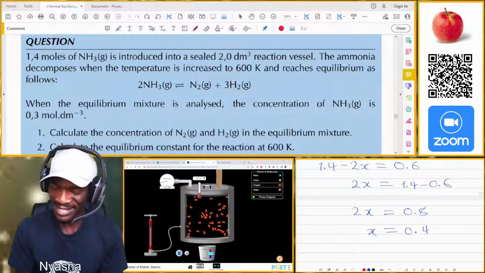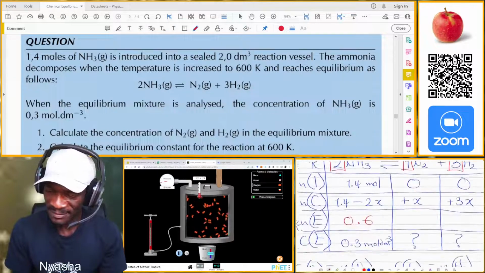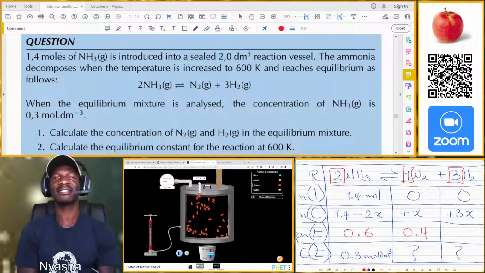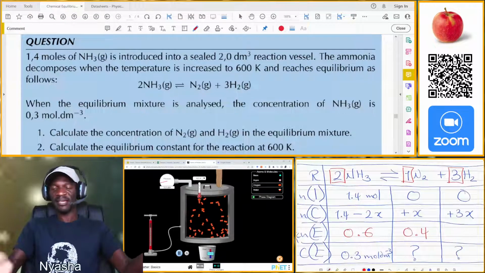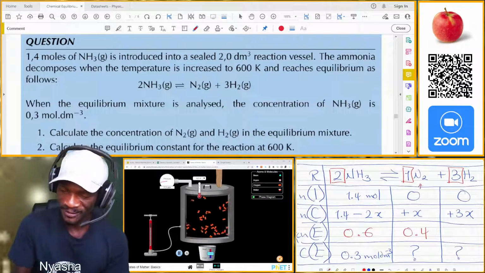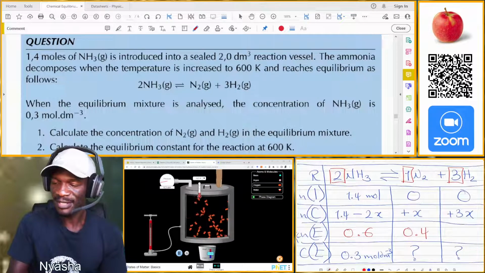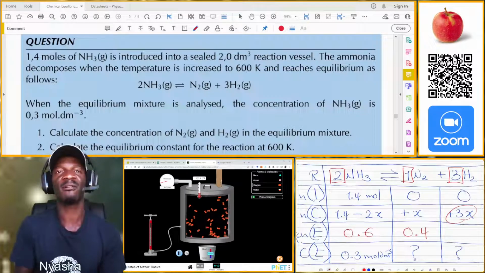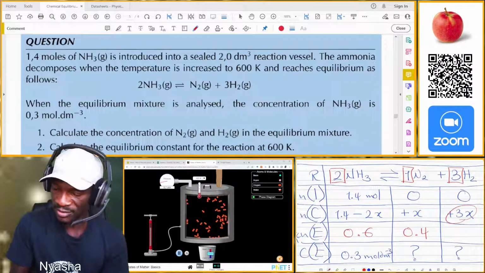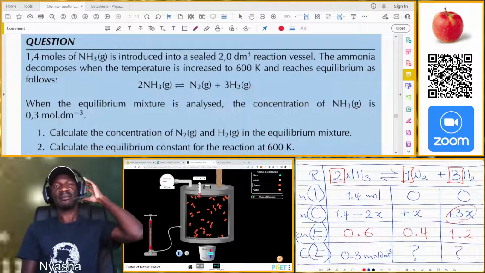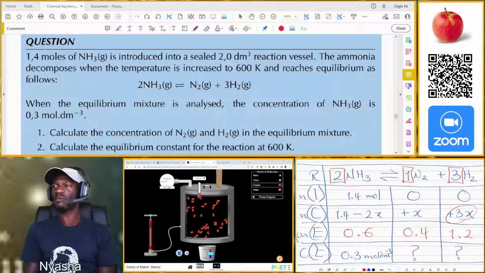We're going back to the RICE diagram. Our x is equal to 0.4. This means on this part, the change is 0.4 moles. At equilibrium, we now have 0.4 moles of nitrogen gas. And then 3 multiplied by that 0.4 is what we have here. So 0.4 multiplied by 3, that will give you 1.2, isn't it? 0.4 multiplied by 3 will give you 1.2.